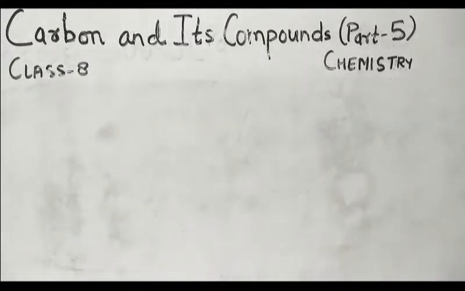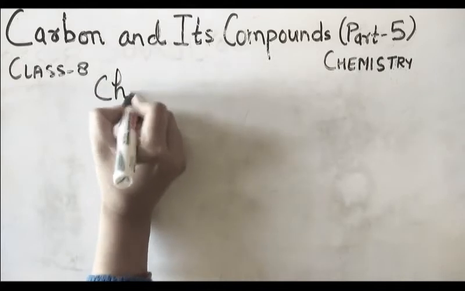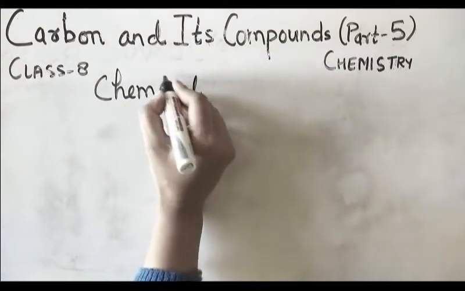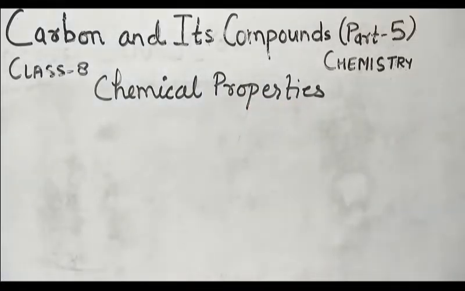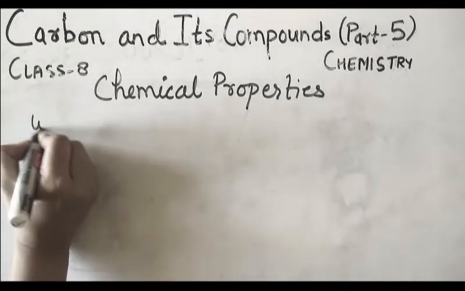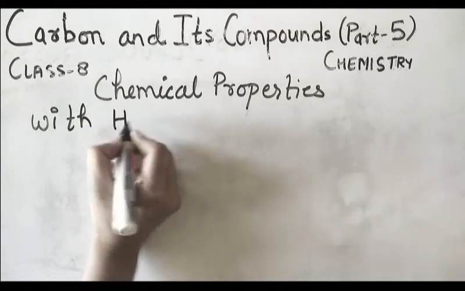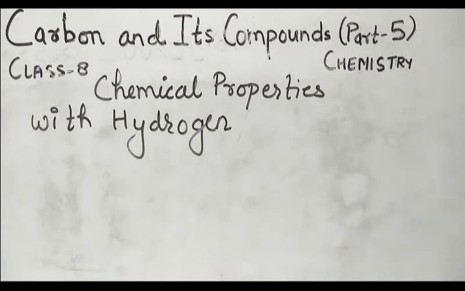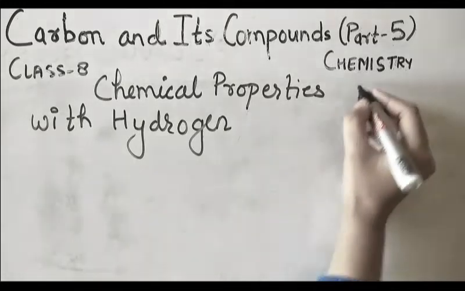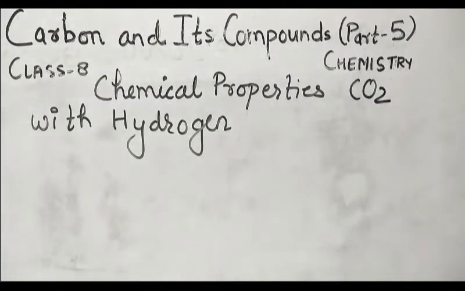Okay, now let us see some chemical properties of carbon dioxide. That means how it reacts with some chemical elements. So there is a variety of chemical properties. That means reaction with hydrogen. When carbon dioxide reacts with hydrogen, it is going to form methane and carbon monoxide.